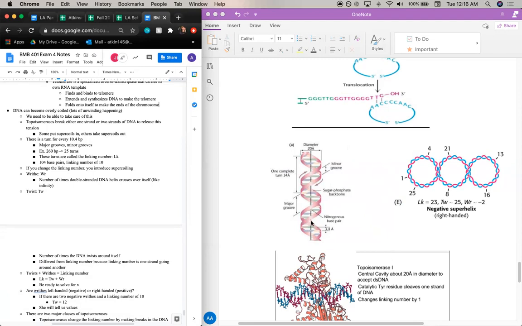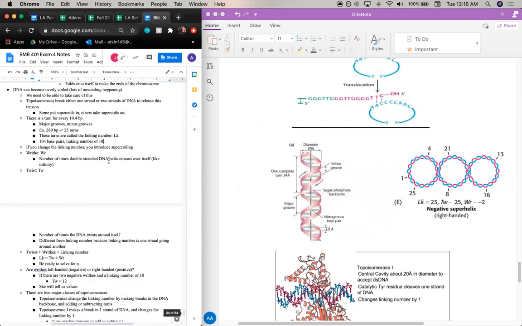I think in lecture 34, we talked about major and minor grooves. There's a turn every 10.4 base pairs, sorry. So for example, if something was 260 base pairs long, there'll be around 25 turns happening for that entire sequence. So the number of turns you have for a sequence is called your linking number. So if you had 104 base pairs, you'd have a linking number of 10. If you change the linking number, you introduce supercoiling.